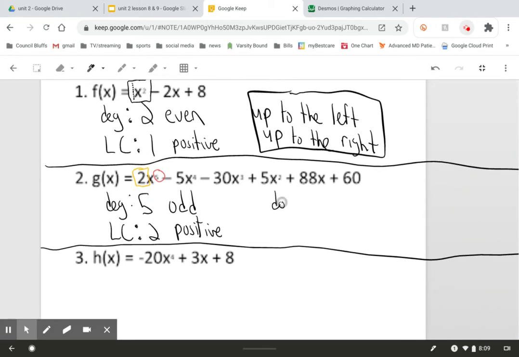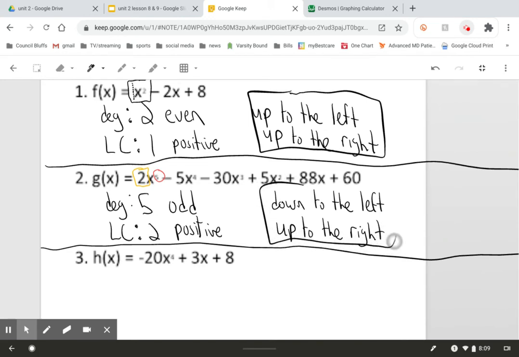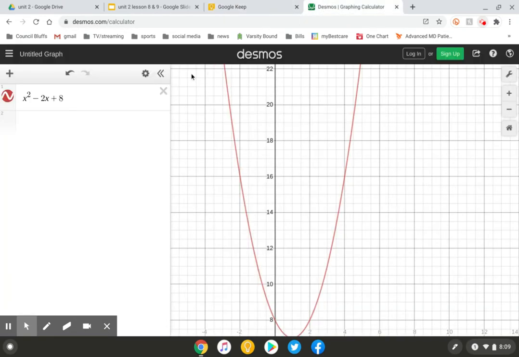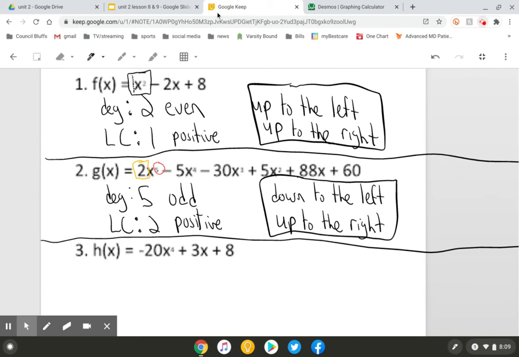Okay, so down to the left and up to the right. Okay. And again, I will go ahead and show you how that graph works on Desmos.